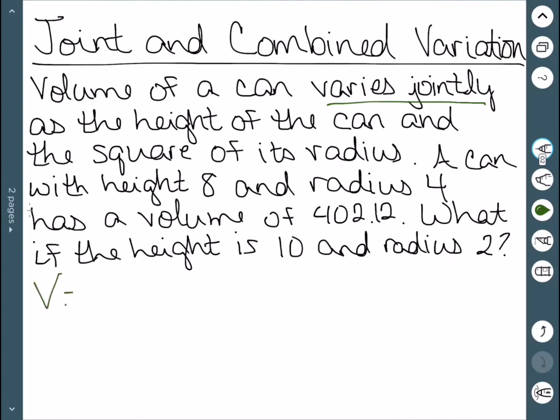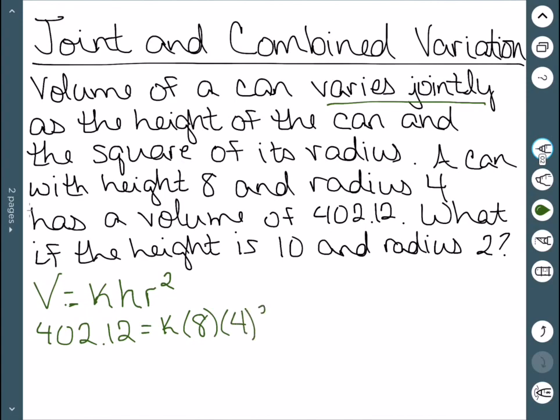So we have volume is equal to our constant. Jointly tells me I have the height of the can and the square of the radius, and we will be multiplying those since they are both direct variation. If our volume is 402.12, we have a height of 8 and a radius of 4. We can solve this to get approximately 3.14 equal to K. So now I have a value for K for this problem.